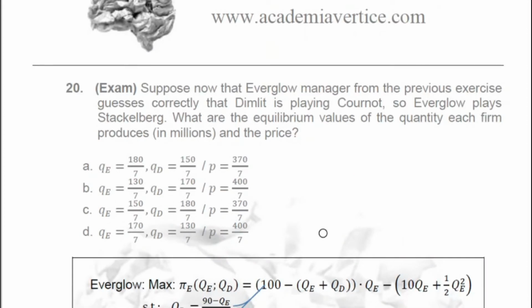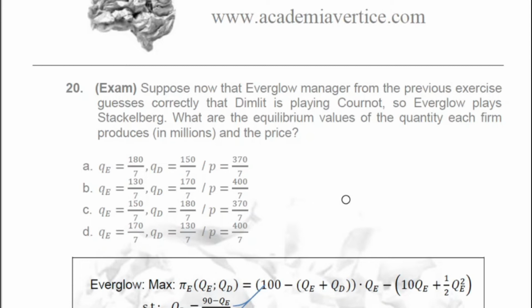Now, another exam question. This was the second part of that exam question. Suppose now that the Everglow manager from the previous exercise guesses correctly that Dimlit is playing Cournot. So Everglow plays Stackelberg. What are the equivalent values of the quantity each firm produces, in millions, and the price?